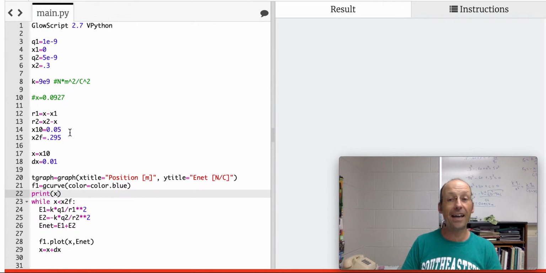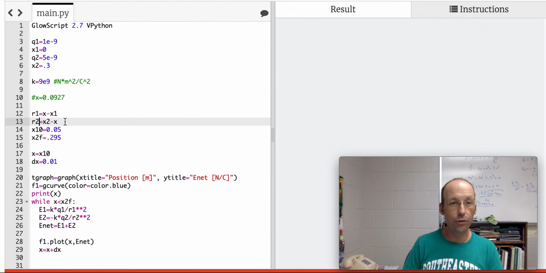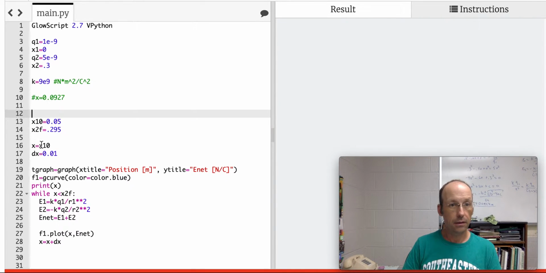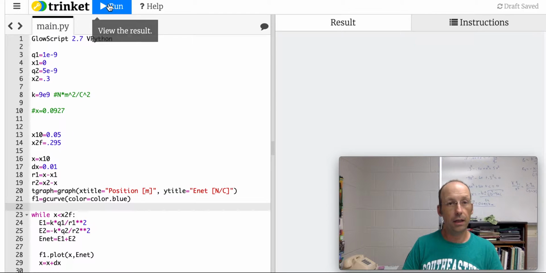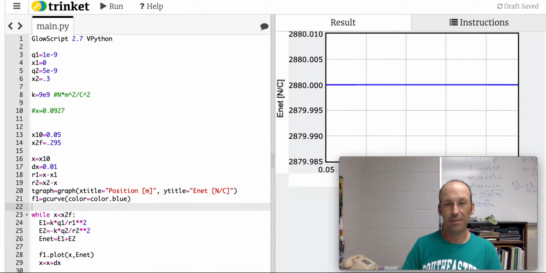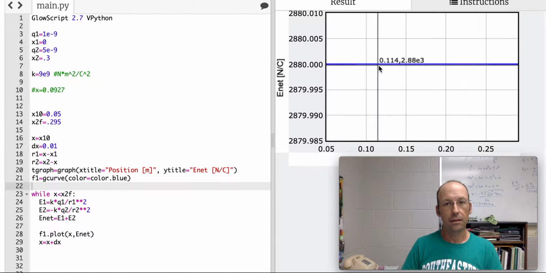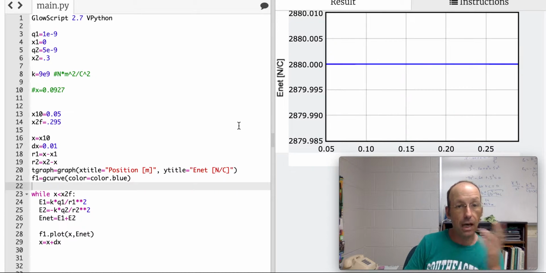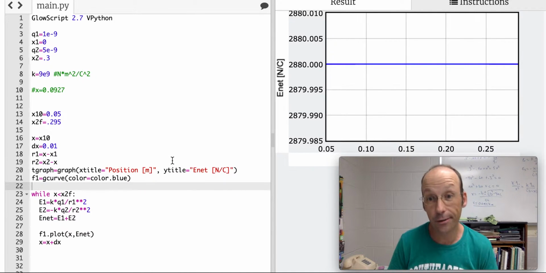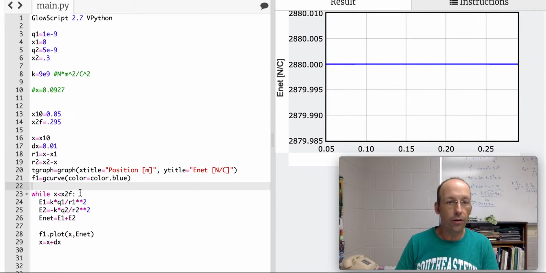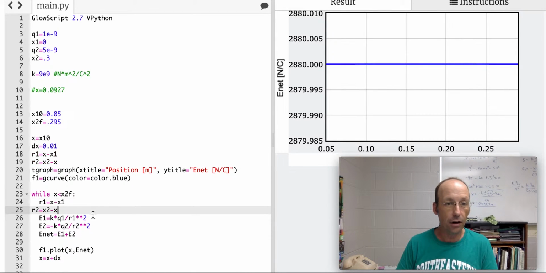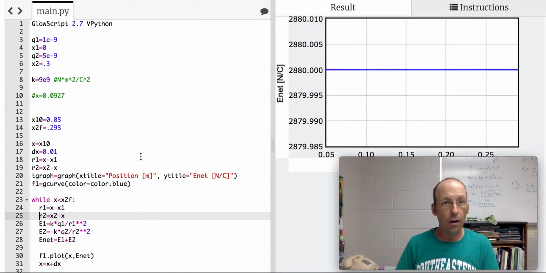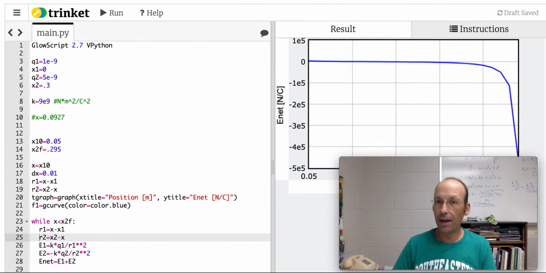x2. Aha! I know where the problem is. Right here. See? I'm using x, but I'm defining x down here. So let's just move these things down here. And I'm going to run it. It worked. It didn't look right. The electric field never changed. Aha! See, I'm making these mistakes on purpose. Down here, I'm using R1 and R2, but I never changed those. So every time I change my x values, I have to recalculate R1 and R2. Okay, now let's run it. Maybe it will work. Yeah, okay, that's better.